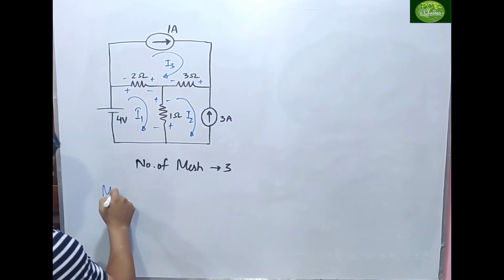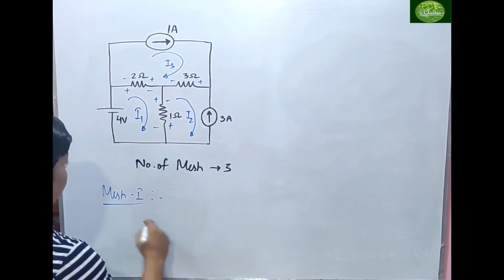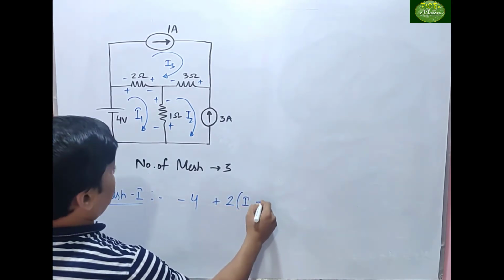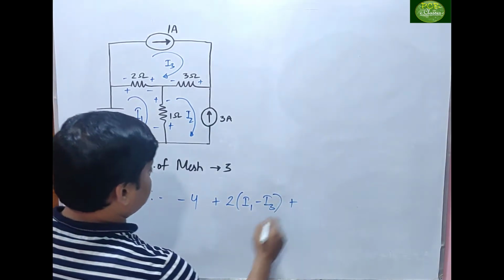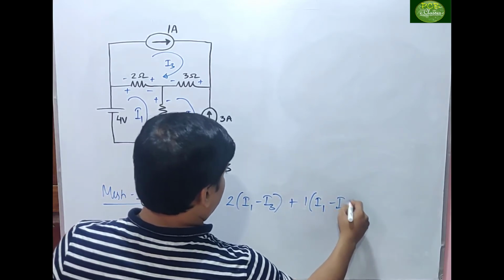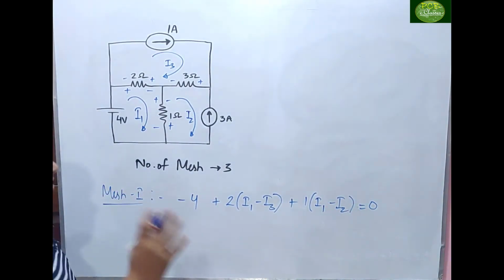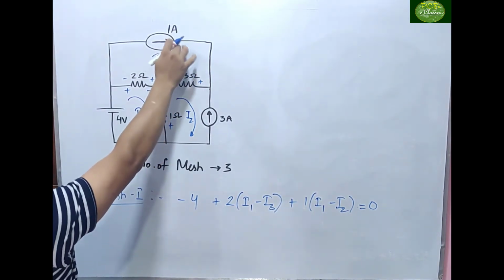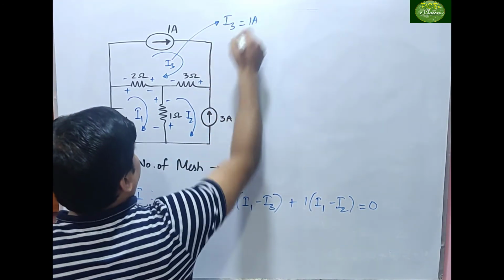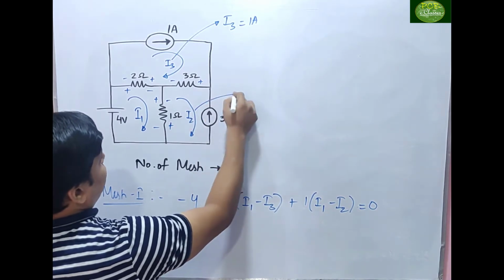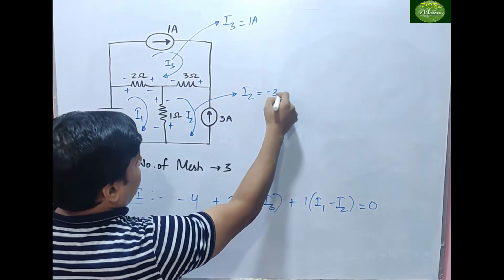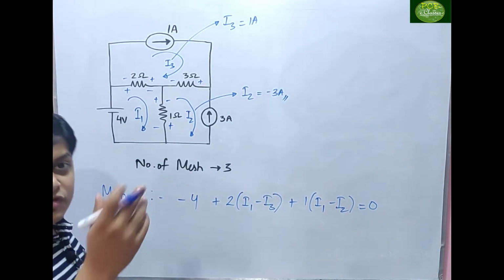So mesh 1, what will be the equation? Minus 4 plus 2 into (I1 minus I3) plus 1 into (I1 minus I2) equals 0. This is my KVL equation. But as per the mesh, what is this I3 current? Basically, this I3 equals 1 ampere. And as per my direction, this I2 which I have taken is opposite to the 3 ampere. So I2 will be minus 3 ampere. From the question itself we are getting it.